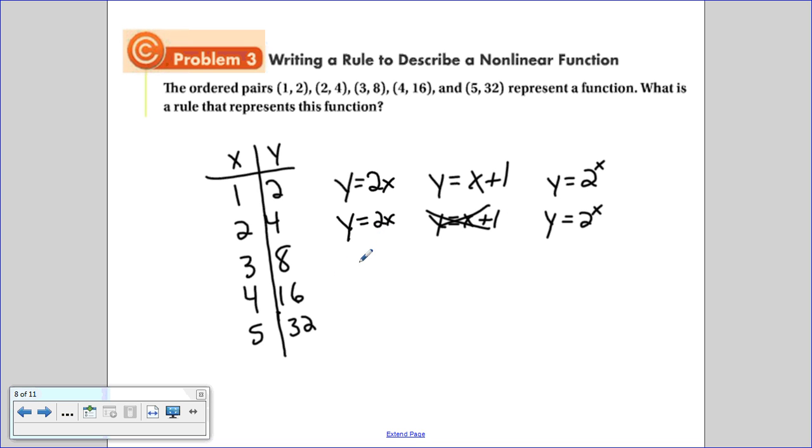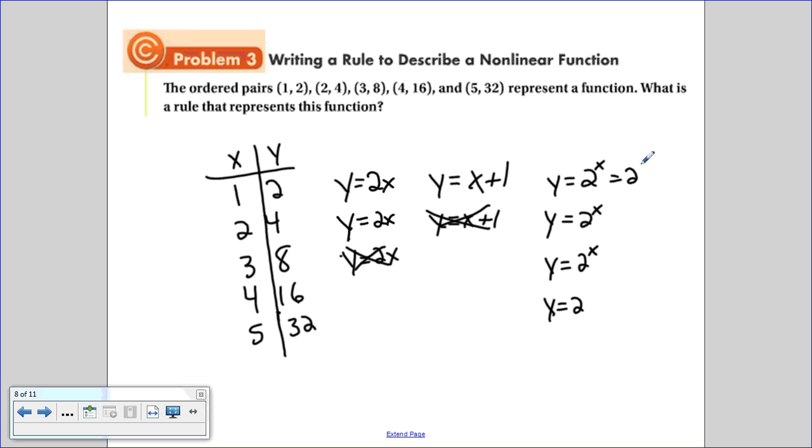Let's keep going. Let's try this one. Does y equal 2x still work? 2 times 3, does that equal 8? No, that equals 6. So that one no longer works. This one didn't work last time. How about this one? If we took y equals 2 to the x, what's 2 to the third power? 2 times 2 times 2 is 8. That still works. Does it still work for this one?